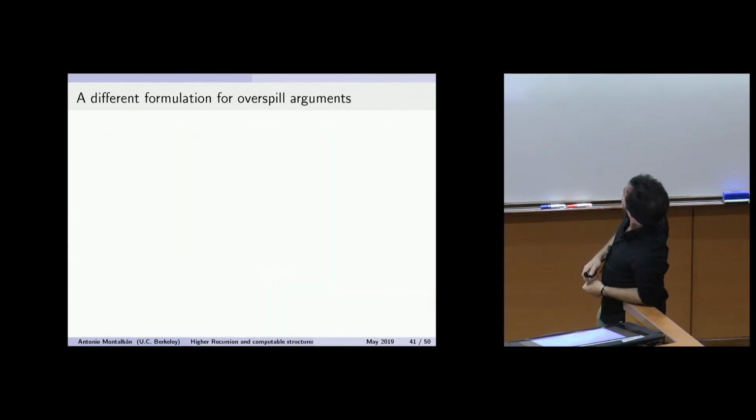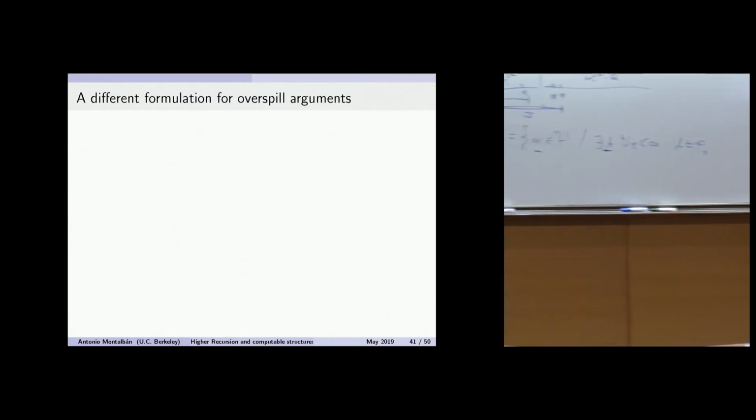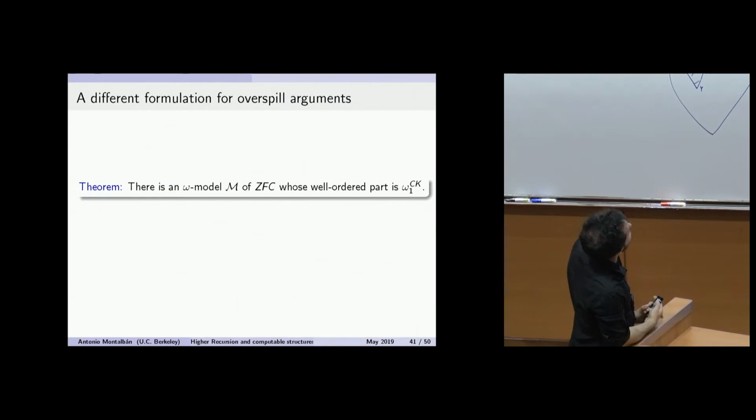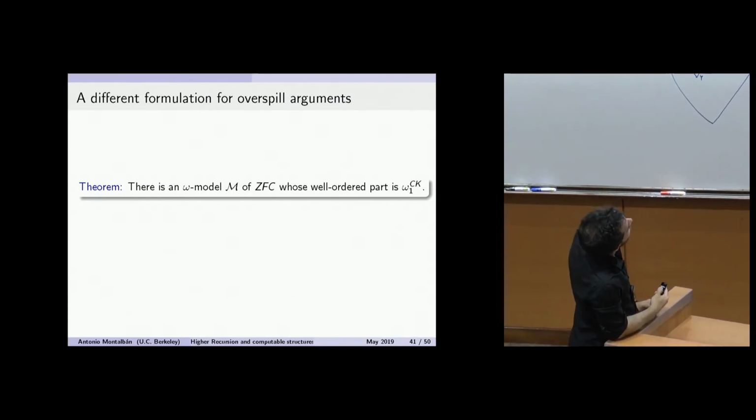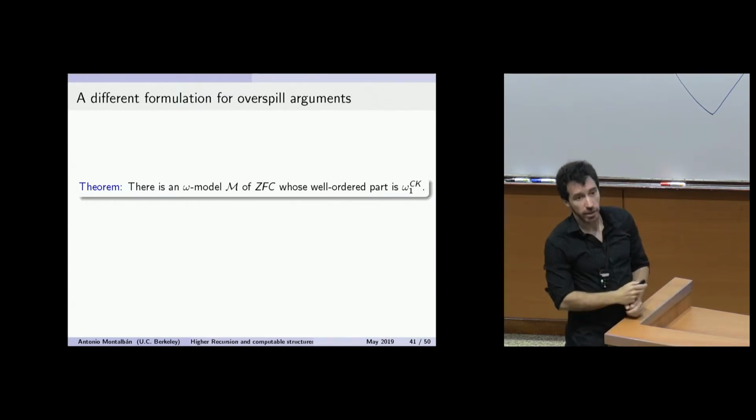Okay, so before we end with this section, I want to mention this other, different formulation of overspill arguments. I guess Steve mentioned today that Ted used it. So here's a theorem. There is a model of ZFC whose well-ordered part is omega 1 CK.